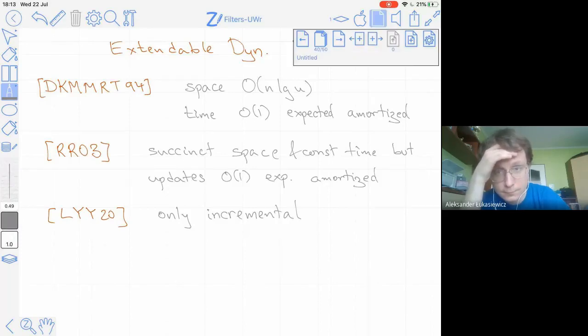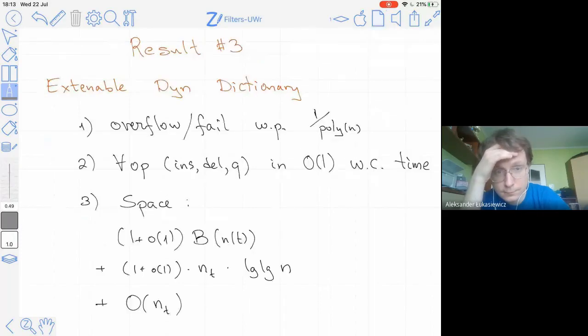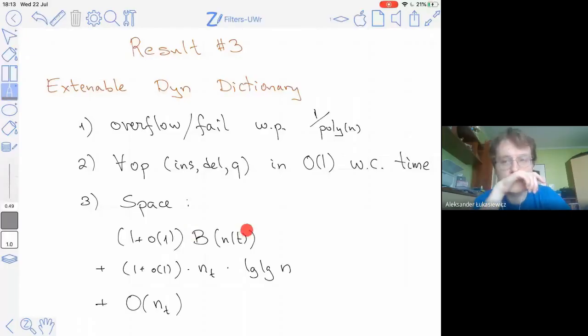So what I want to talk about is an extendable dynamic dictionary. It's our third result. It supports overflow. It overflows or fails with a small probability. Every operation is constant time in the worst case, and the space you see, this is the part which is succinct, the 1 plus little o of 1 times the lower bound.